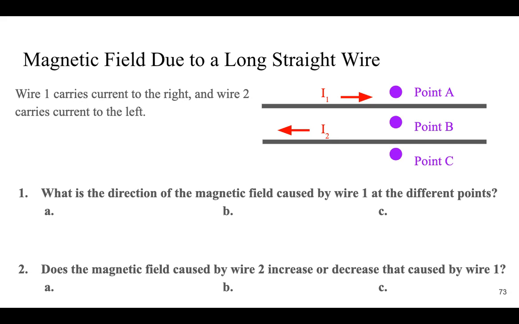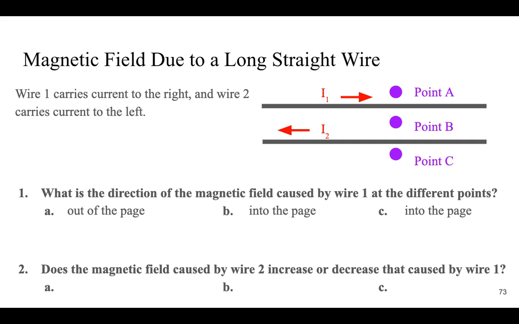So another quick question. I've got two wires, one directly above the other. The top wire has current flowing to the right, and the bottom wire has current flowing to the left. So the first question, think just about the magnetic field caused by the top wire. Do the right-hand rule and figure out the direction of the magnetic field at points A, B, and C. At point A, it should be coming out of the page. At points B and C, it should be going into the page.